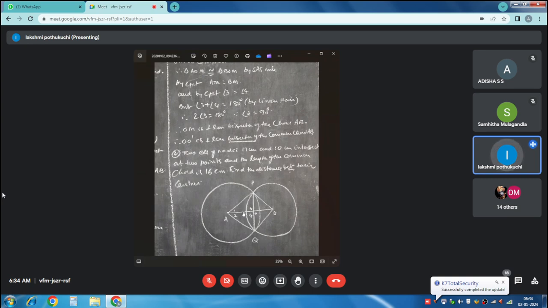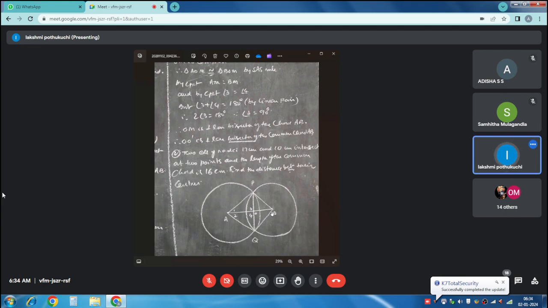For the sake of the children who came late, once again I'm saying, please follow. What we have done is the first problem. What is given? Given two circles intersecting at P and Q. A and B are the centers of both the circles. Radius of the first circle is 17 and the second is 10, and the common chord length is 16. Find the length between the two centers A and B.